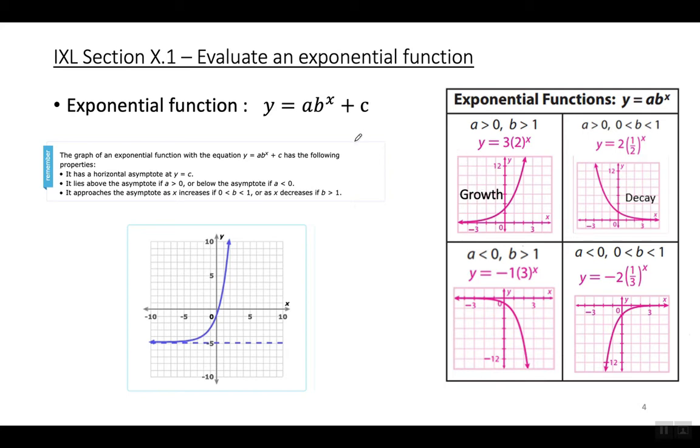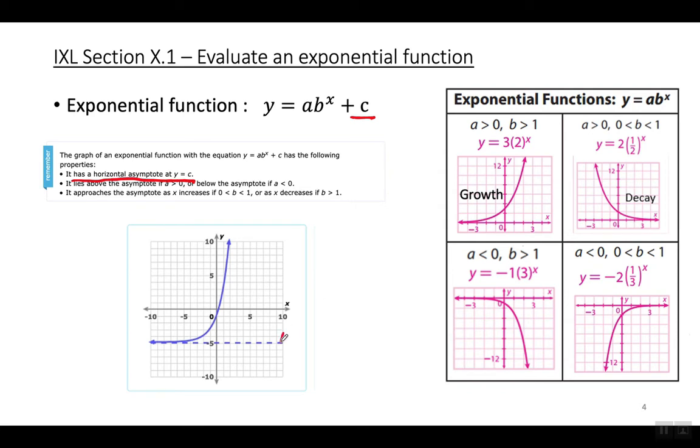Okay, so let's talk about A, B, and C a second. First, let's start with C. It says right here that the graph of an exponential function with the equation y equals ab to the x power plus c has the following properties. It has a horizontal asymptote at y equals c. All right, what does that mean? Look at this graph and I'll explain.